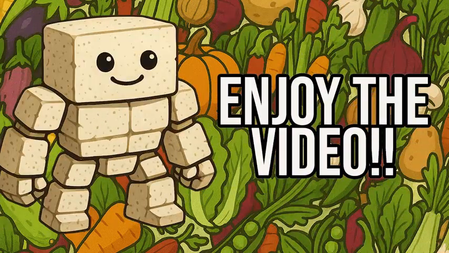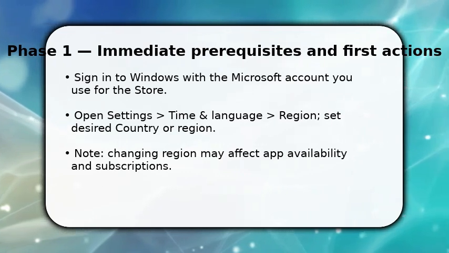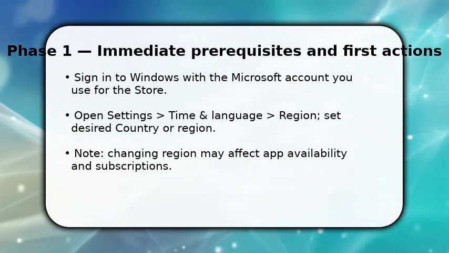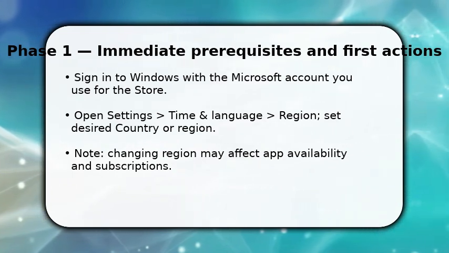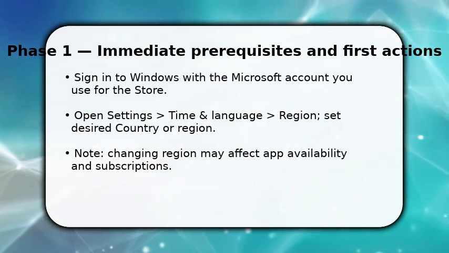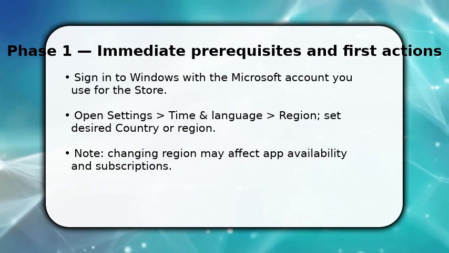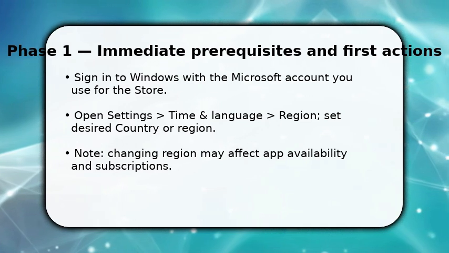Please enjoy the video. You start by confirming prerequisites. You must be signed into Windows and the Microsoft account used for purchases. Once signed in, open Settings, go to Time and Language, then Region and pick the country you want. Make sure to do this now because the store uses both Windows region and your Microsoft account country for listings.